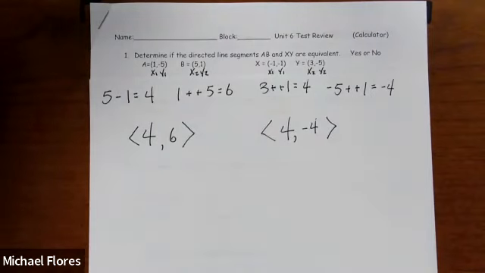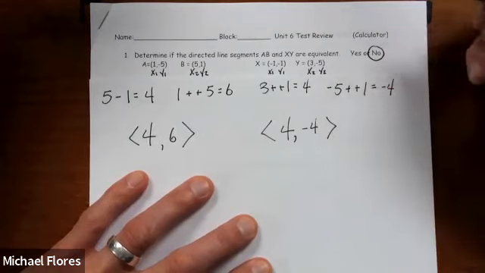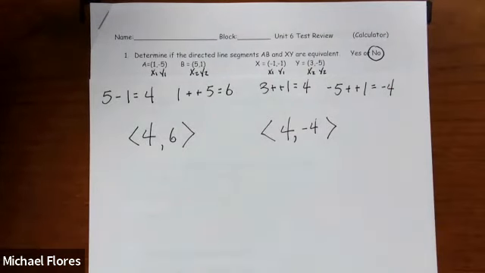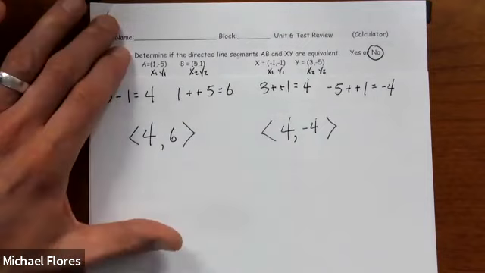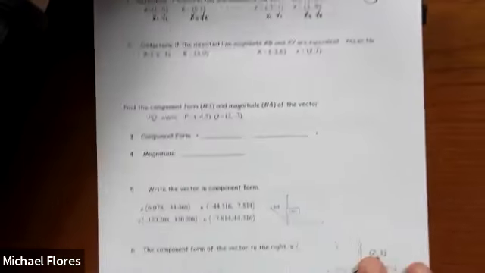Our second component vector is 4, -4. Are they equivalent vectors? No, they have to be exactly the same, and they're not. That's it. That's all you have to do. I'm going to let you do 2 on your own. I'm now going to move on to example 3, if you'd like to follow along with me.